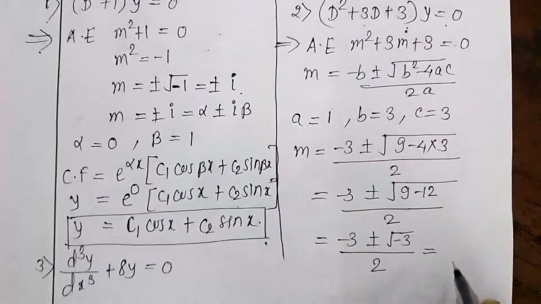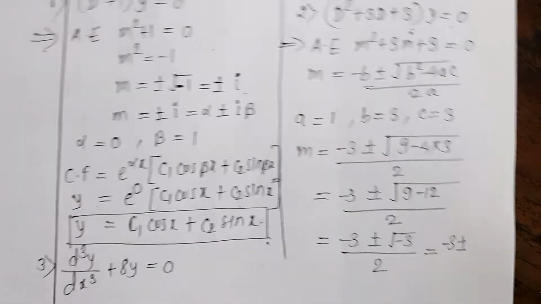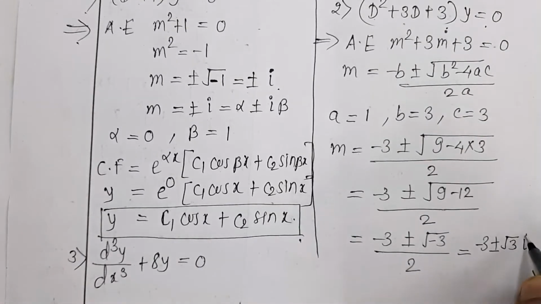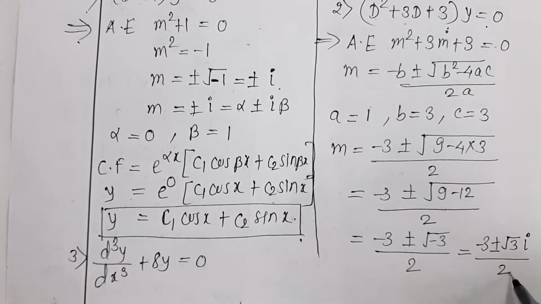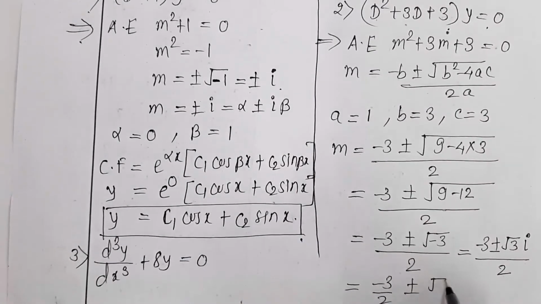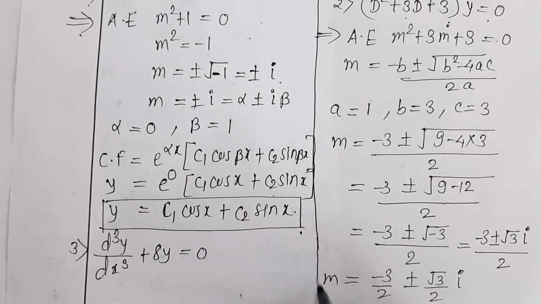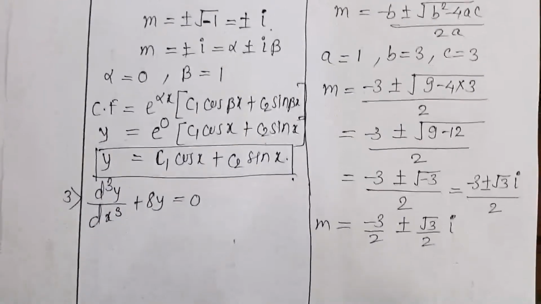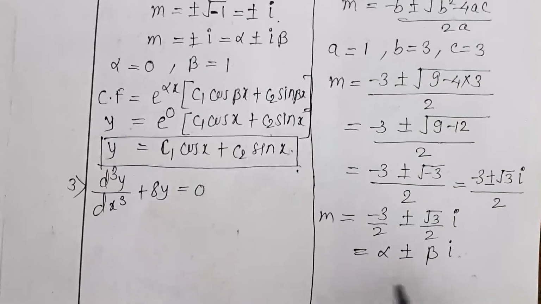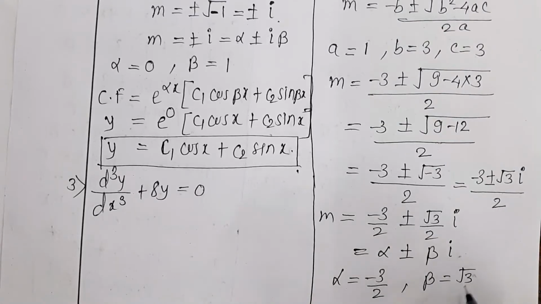So this is equal to -3 ± square root of 3 remains as it is. So root 3 as it is, and root of -1 is nothing but i, divided by 2. So here we get -3/2 ± (root 3)/2 multiplied by i. This is our m. Now compare this m with α ± βi. What is the alpha value and beta value? Alpha is -3/2 and beta is root 3 by 2.